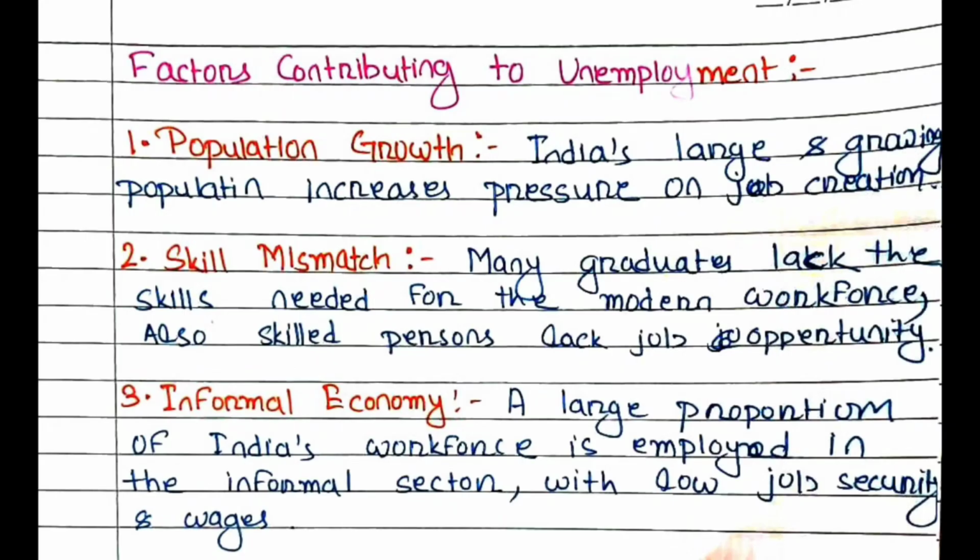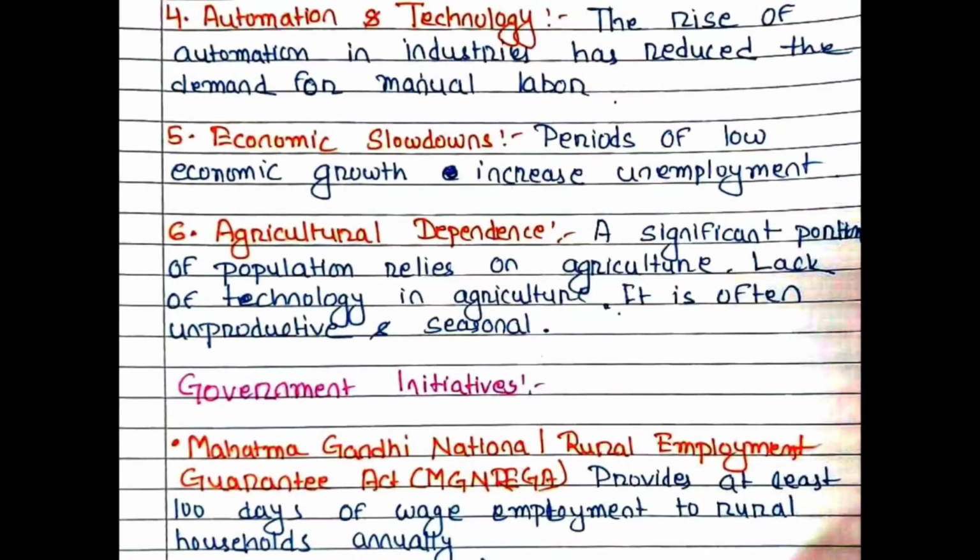Then the informal economy. A large proportion of India's workforce is employed in the informal sectors with low job security and low wages. It is known as the informal economy. It is also a factor which contributes to unemployment. Then automation and technology. The rise of automation in the industries has reduced the demand for manual labor. Then the economic slowdowns, the periods of low economic growth, increase unemployment. Then agricultural dependence. A significant portion of the population relies on agriculture, and there is a lack of technology in agriculture in India, which often leads to unproductive and seasonal unemployment in the country.